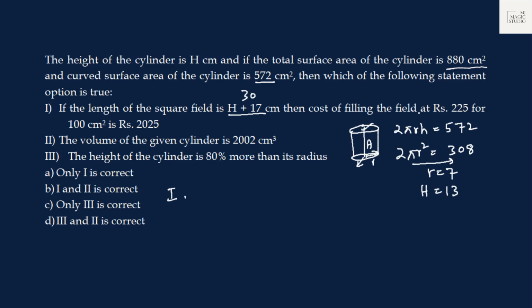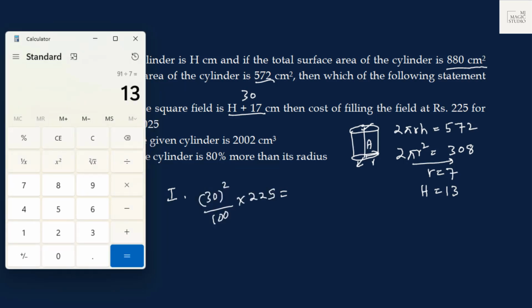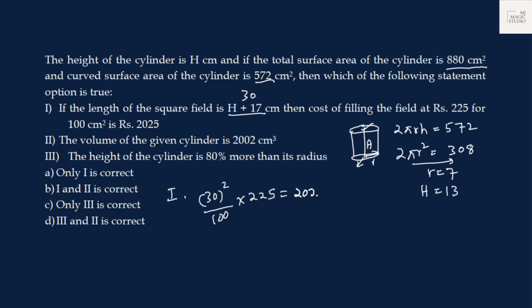Then cost of filling the field at 225 for 100 centimeter square is 30 square divided by 100 into 225. That means 9 into 225, that equals to 225 into 9, 2025. That means statement 1 is correct.